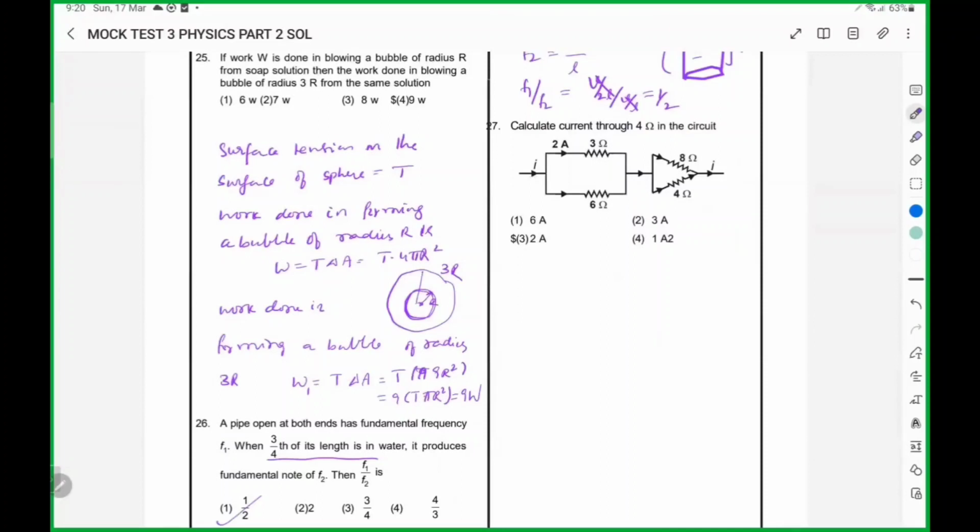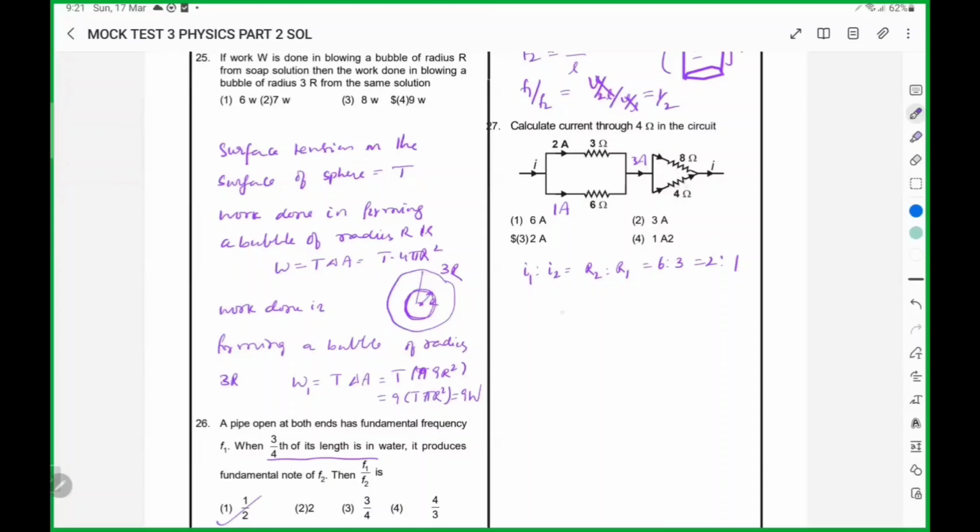Here when current passes through it, 2 amperes here, so the current is inversely proportional when they are connected in parallel. It is 6:3, 2:1. So here more resistance is there. Here 2 amperes current flows. Here 1 ampere current flows. Totally here 2 plus 1, 3 ampere current flows through it.